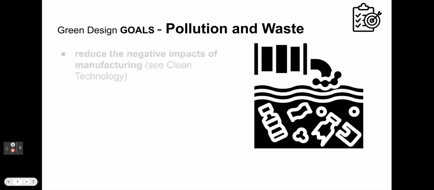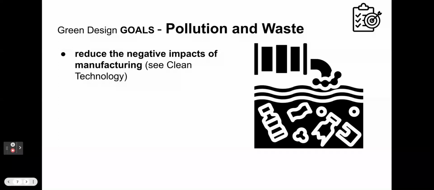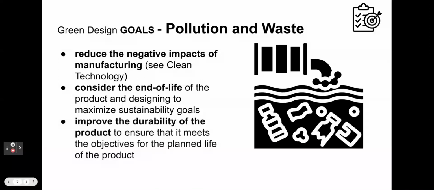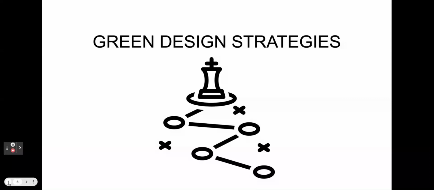Third goal is to reduce pollution and waste. So we talked about that in clean technology. We talked about how there's end-of-pipe and system solutions that manufacturers can take to do that. You want to consider the pollution that might occur at the end of life of the product. And you can design to make it more durable so that it lasts longer. Okay, so all of those things will reduce the pollution and waste that your product causes. Those are the three kind of goals of green design.